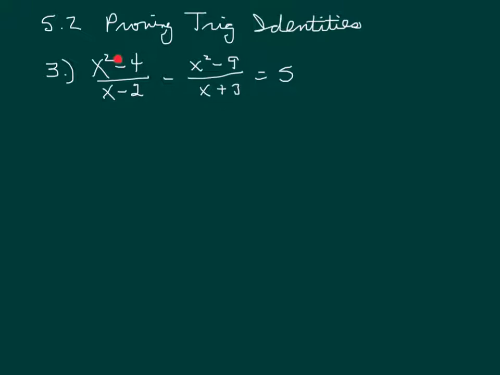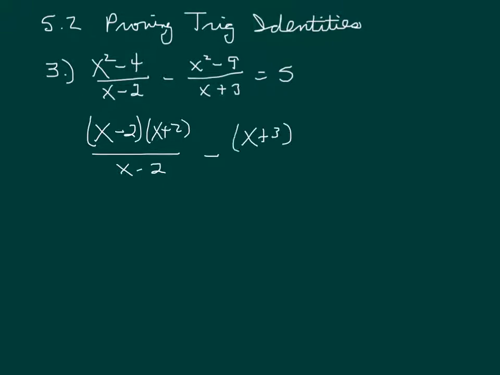But in looking at it, we do see that this is a perfect square and this is a perfect square. And it appears we might remove those. So let's say that x squared minus 4 would be factored down into x minus 2, x plus 2. X squared minus 9 would be factored into x plus 3, x minus 3.